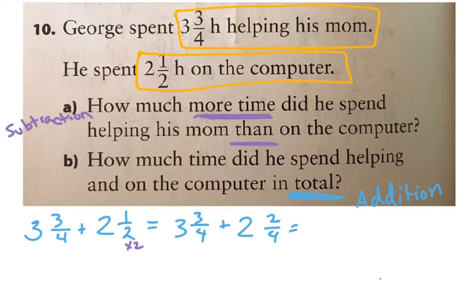So when we add everything up, 3 plus 2 gives us 5. 3/4 plus 2/4 gives us 5/4. Oh, but wait. That is an improper fraction.